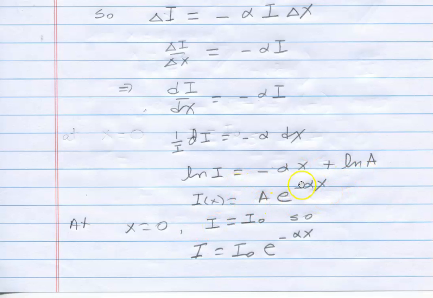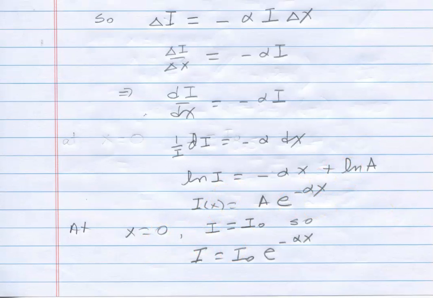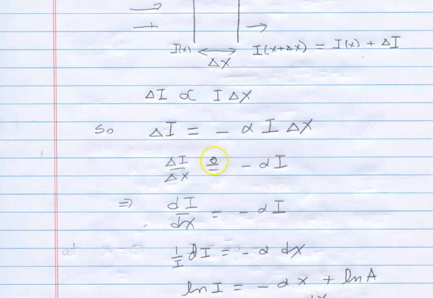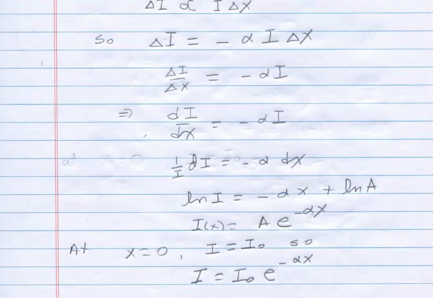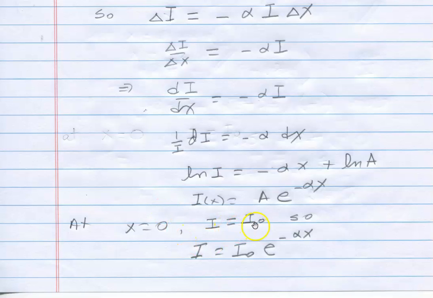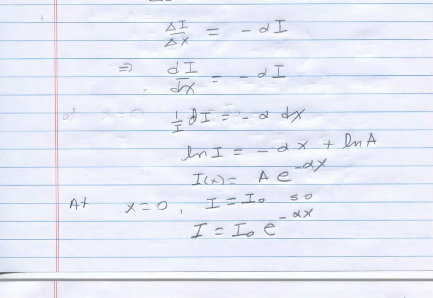Now then, this integration constant A here, I can satisfy by assuming that what's incident over here is I naught. So at x equal to 0, the intensity is all the intensity I naught. So if I plug in 0 here and set the I of 0 to be I naught, I just simply get that this constant A is I naught. And so the intensity falls off like I naught e to the minus alpha x.